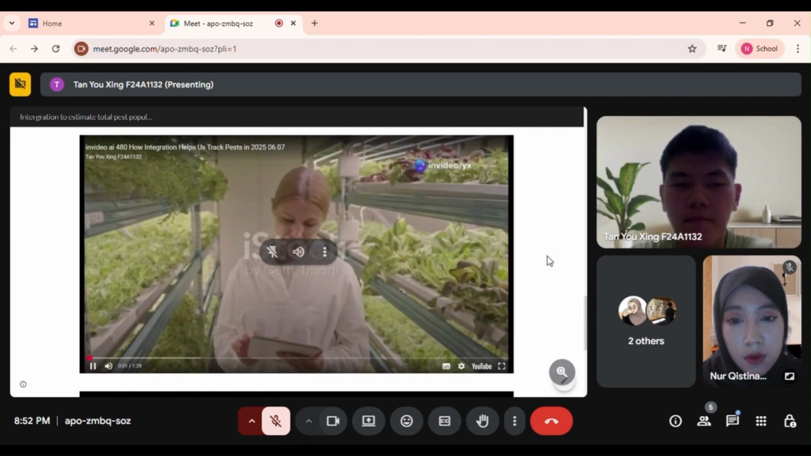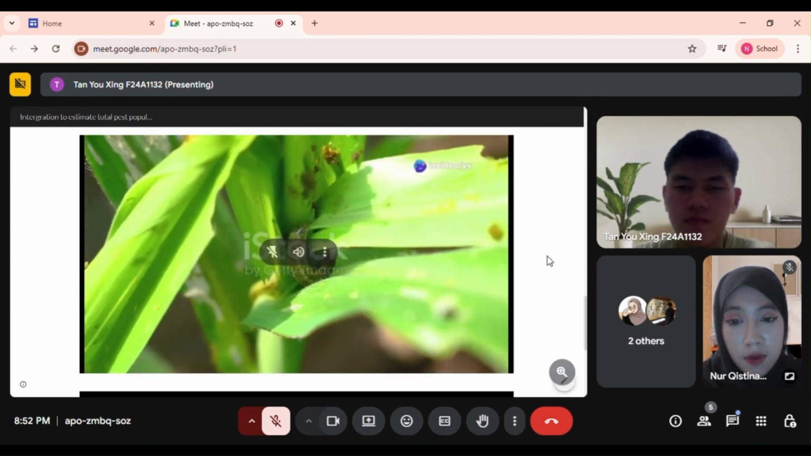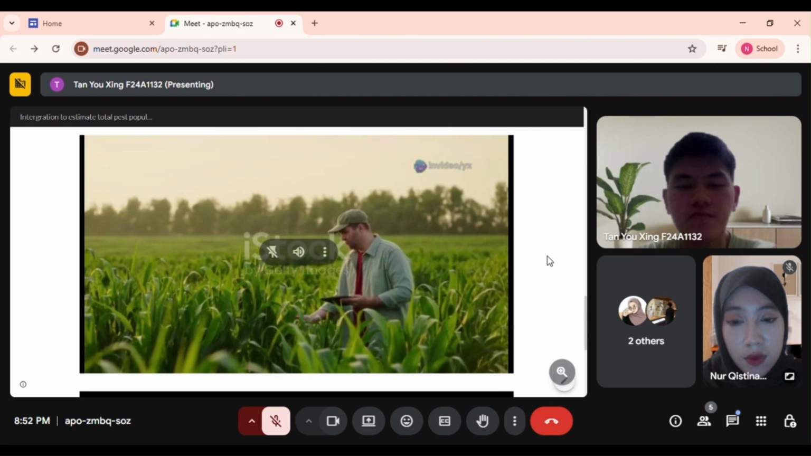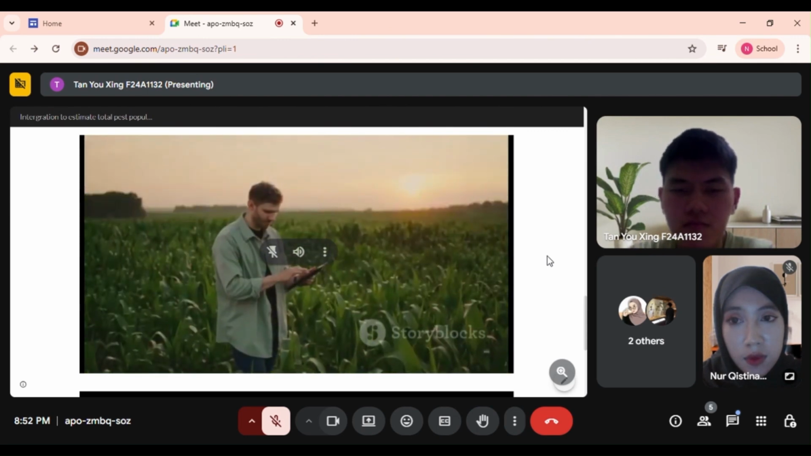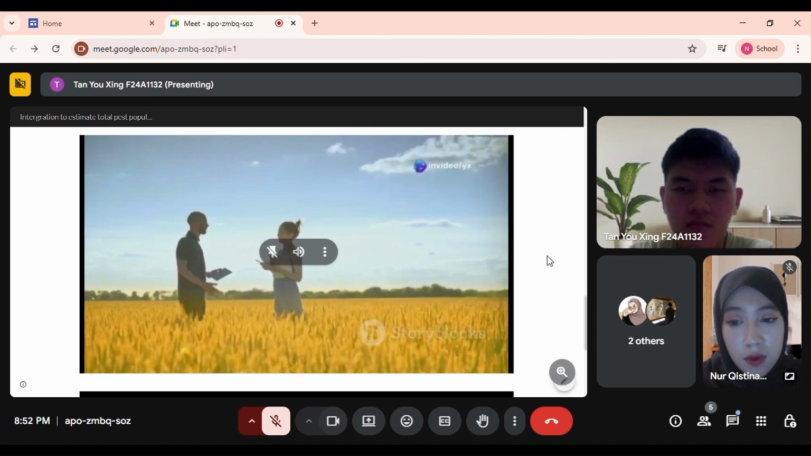Alright, imagine you're a food scientist and it's crop season. Out in the field, you know pests can ruin your harvest, but you can't check every plant, every day. So how do you estimate the total number of pests throughout the season? That's where integration swoops in to save the day.